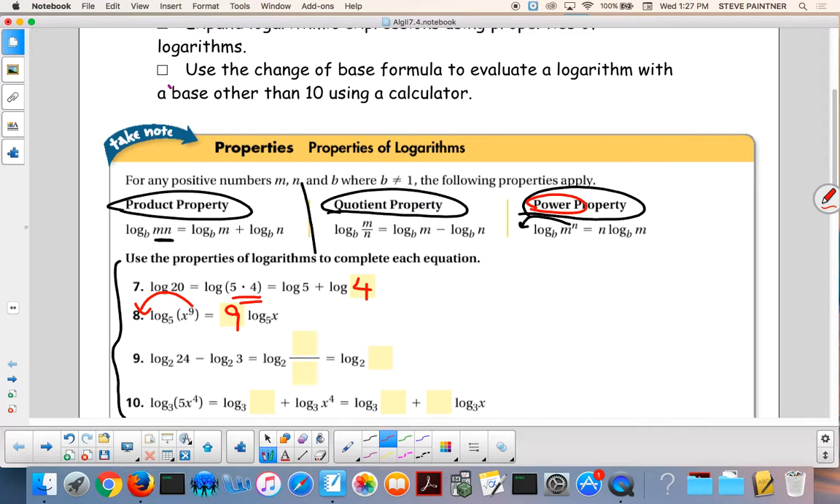Number 9, I guess. It says log of 24, take away log of 3. They're starting you with subtraction, so you should go from there to where? Division. So you'd say log of what over what? 24 over 3. Yeah, the first number is the numerator, the second number is the denominator. That's how it goes. But you guys can simplify that to be log of 8, base 2, right?